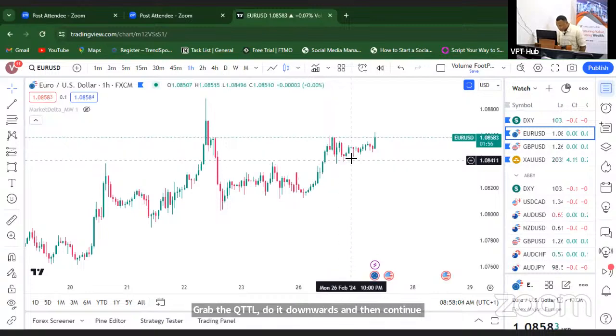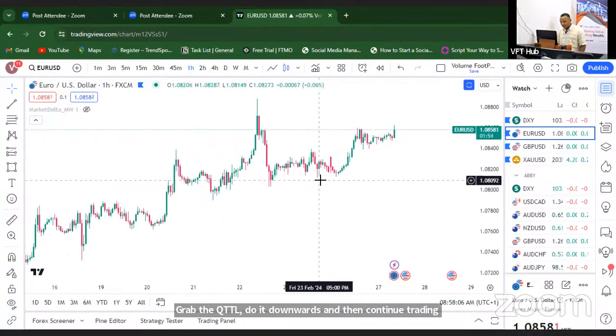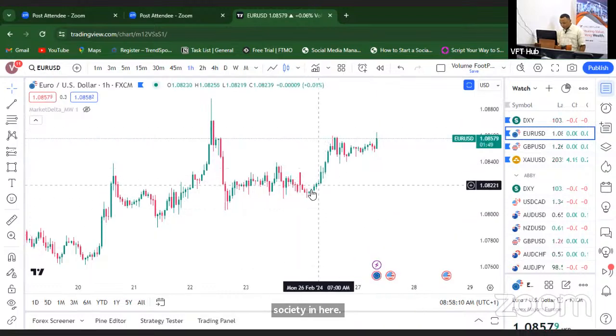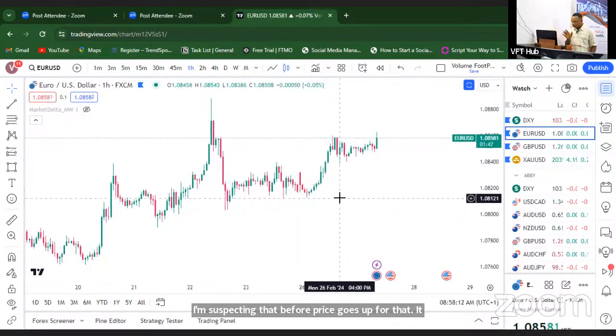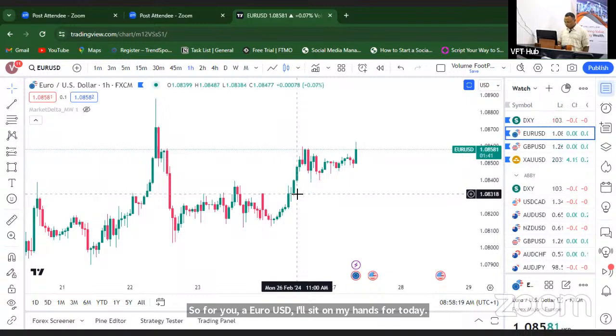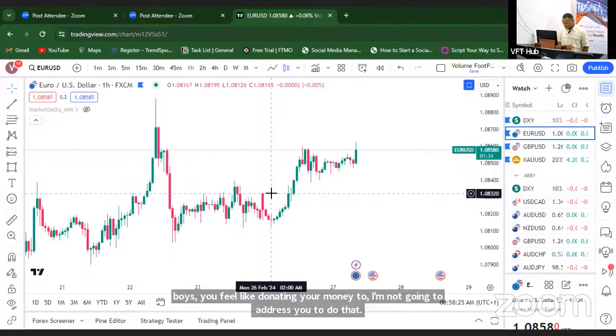So I'm looking at all this liquidity that is residing here. I'm suspecting that before price goes up further, it may come down to clear all these guys. So for Euro USD, I'll sit on my hands for today and watch what price is going to do. But if you feel like donating your money to the Euro USD, I'm not going to advise you to do that. So just wait and be clear on direction before you move.